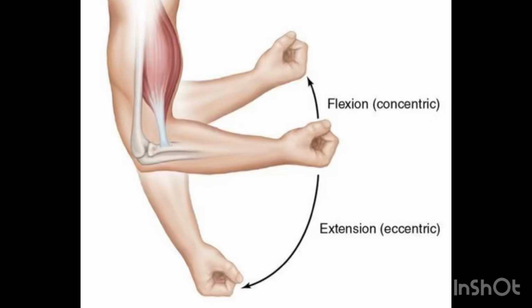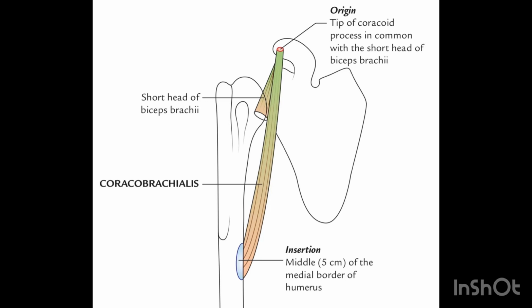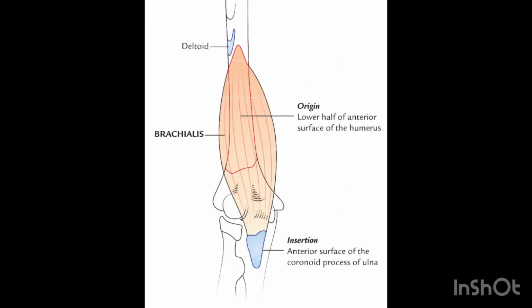The next one is the coracobrachialis. The coracobrachialis is deep to the biceps brachii. I told you that the brachialis does not cross the shoulder joint, so it only acts on the elbow joint. But the coracobrachialis originates from the tip of the coracoid process, the same place where the short head of the biceps brachii originates. So remember, coracobrachialis, coracoid process, inserting on the brachium. It comes from the tip of the coracoid process.